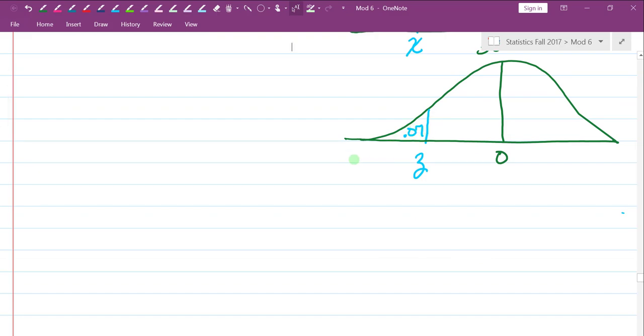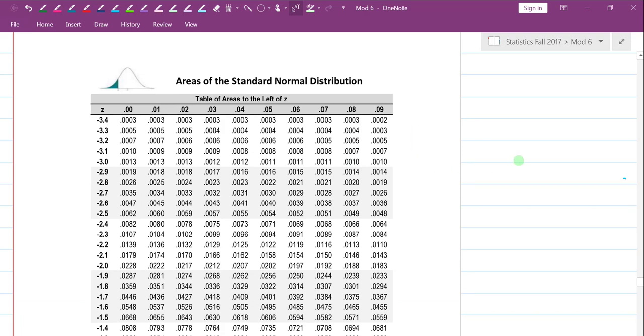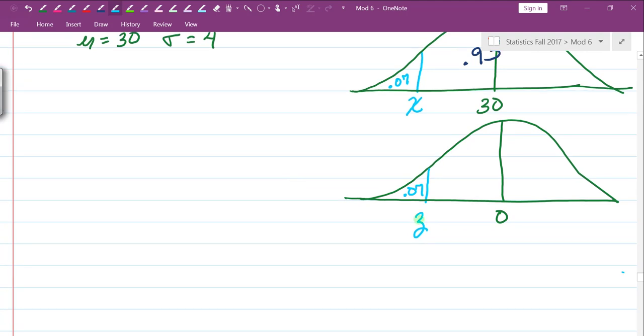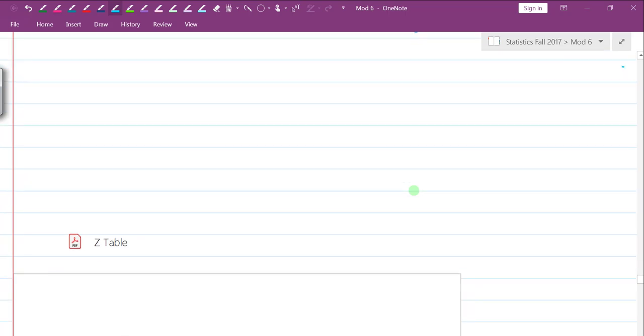So we're going to scroll, and remember, I always call this the heart of your table. In here, this is the heart of your table, and this is where the area under the curve is provided. So we're kind of doing this in reverse, aren't we? Normally, we know the z and we find the probability or the area under the curve associated with a particular z value. In this case, we're not given the z. We're given the area under the curve, and we're told to find the z value. So the area under the curve is 0.07, and we need to find the z. So we're going to reverse search.